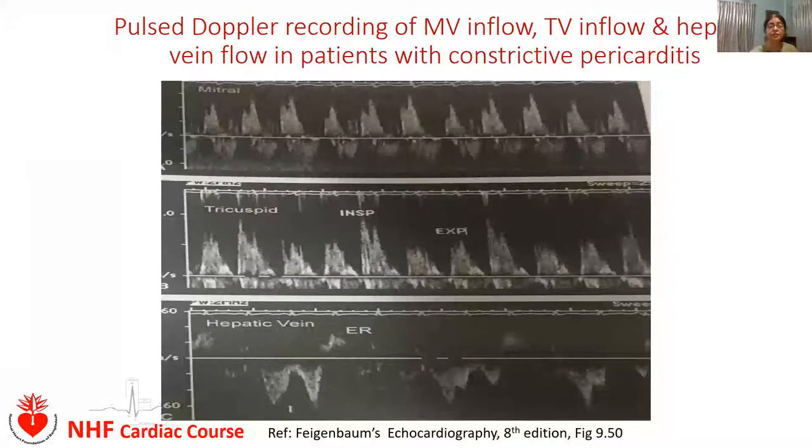Here is another case showing the mitral inflow, tricuspid inflow, and hepatic venous flow. There is less respiratory variation in case of mitral inflow, but exaggerated respiratory variation in case of tricuspid inflow.